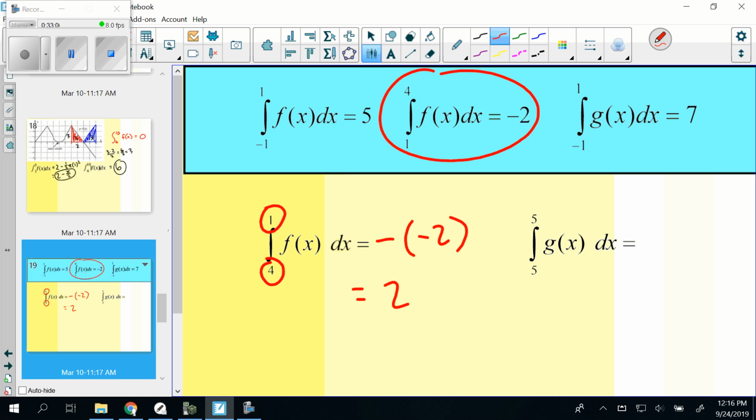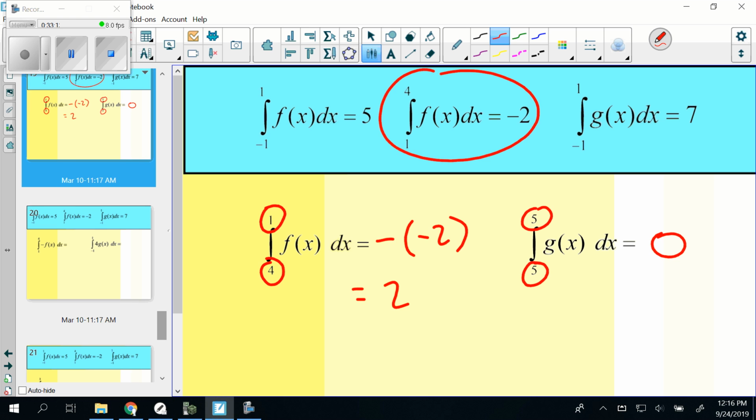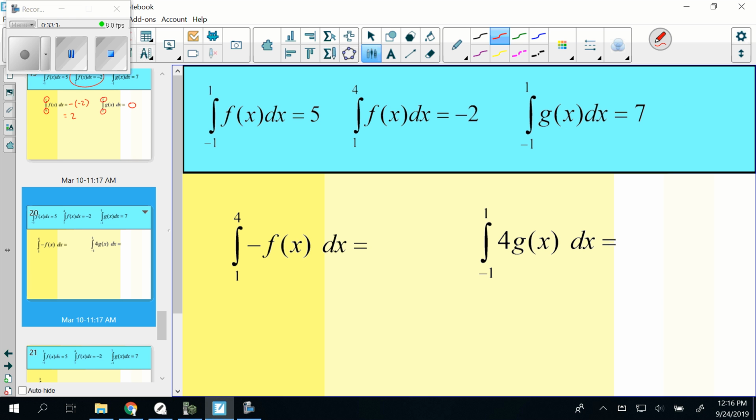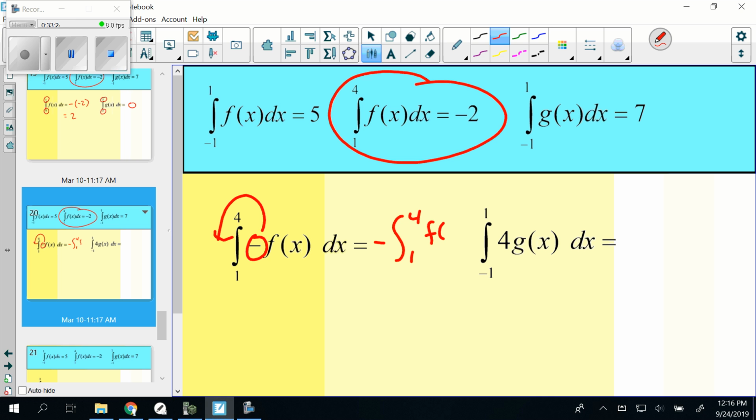This next one, the big thing you've got to notice is the limits are the same. Any time they're the same, you're not finding any area, so it'd be 0. This next one looks a lot like this one, just that the negative is here. But remember, a negative is like a constant you can pull out. And so then it would be the same as the one up above here. So you'd get the opposite of negative 2, or 2, as the answer.